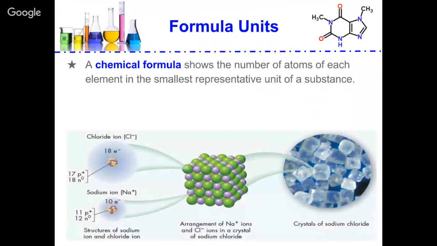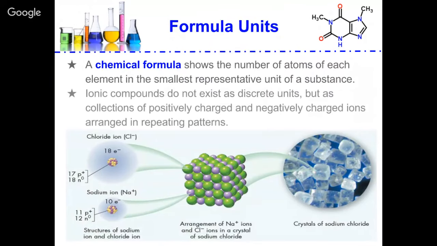So a chemical formula shows the number of atoms of each element in the smallest representative unit of a substance. Ionic compounds do not exist as discrete units, but as collections of positively charged and negatively charged ions arranged in repeating patterns. So sodium chloride actually looks like the picture in the middle. It's going to be alternating positives and negatives. The negatives are going to be our chloride, so the green spheres are going to be our chloride spheres. That should make sense because when chlorine gains an electron, it gets bigger. And then sodium is going to be the smaller spheres because when it loses its electron, it becomes smaller.